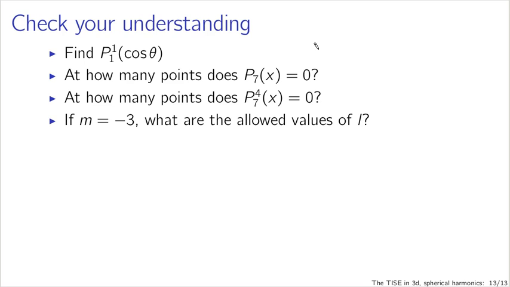And then think about how many points in the x direction does the seventh order Legendre polynomial equal 0. And at how many points along the x-axis does the seventh order Legendre polynomial converted into the 7-4 associated Legendre function equal 0? And finally, if m is equal to 3, what are the allowed values of l?